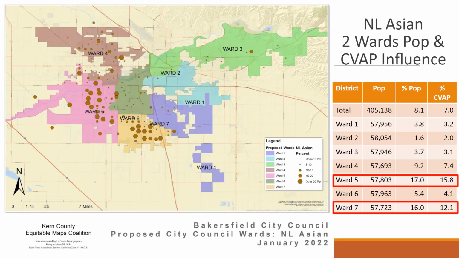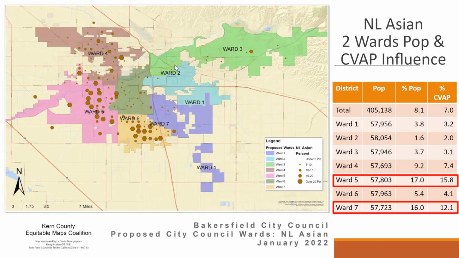And then finally, our Asian American populations, we noticed that they tended to concentrate in what you see here as kind of a beige colored ward here to the south, Ward 7, and then Ward 5 out in the west. And again, we're trying really hard to make sure that those CVAP numbers get into the high double digits as much as humanly possible.